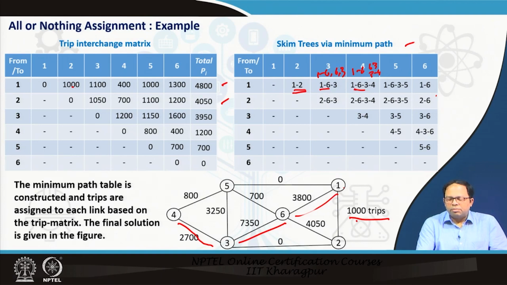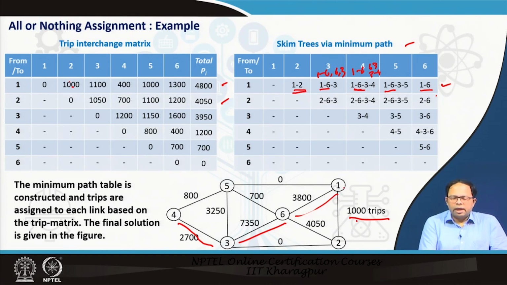So 1 to 6 again appears over here, 1 to 6 again appears here, 1 to 6 again appears here. Then we don't see any more 1 to 6. So 1 to 6 must be the addition of 1, 2, 3, 4. So these 4 traffic volumes should be loaded onto 1 to 6 eventually during their movement along the shortest path.